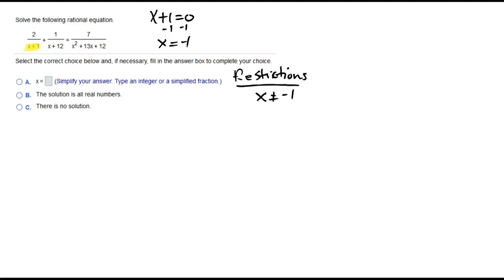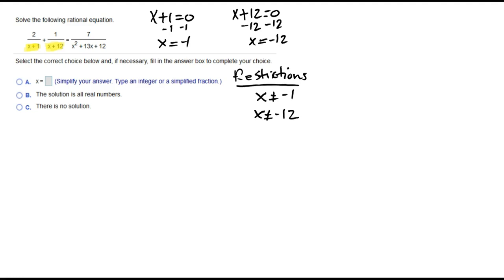So then I'll take my next denominator, x plus 12, set that equal to 0, and solve. I subtract 12 on both sides and get x equals -12. So that's my next restriction. So if x were equal to -12, then this denominator would be 0 and dividing by 0 is undefined.